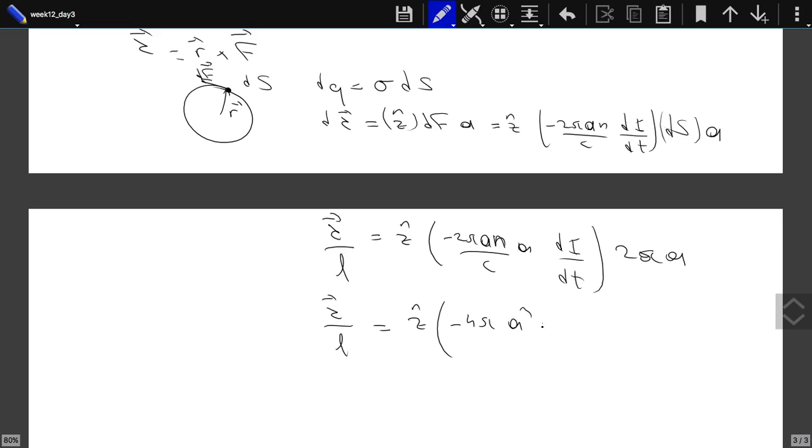4 pi A cubed n over c times di by dt. But you see, torque is nothing but d by dt of the angular momentum, this time per unit length, of the, let's say, the inner cylinder. Let me just call it A.